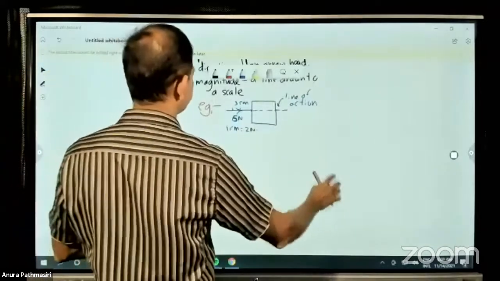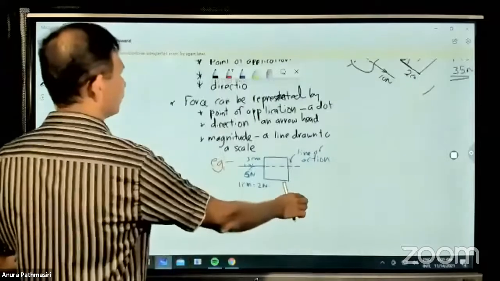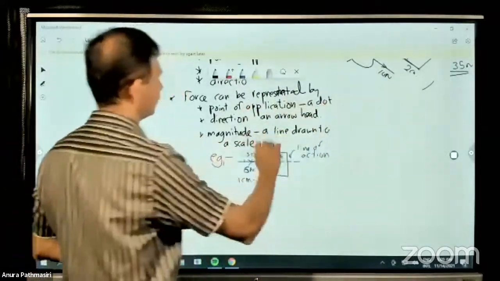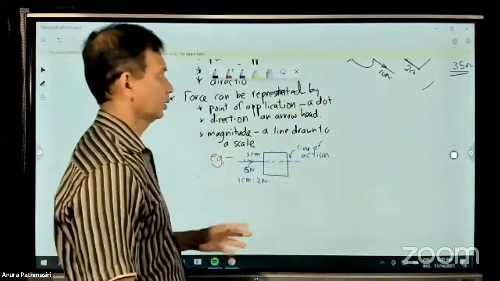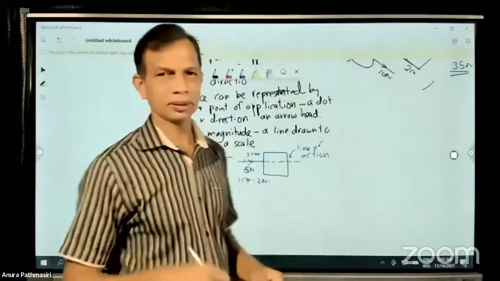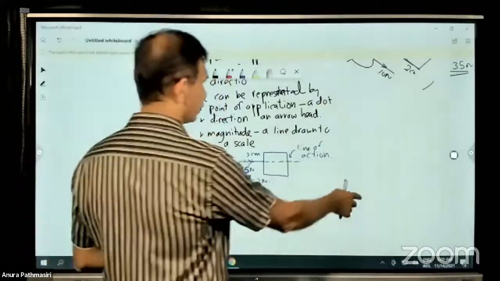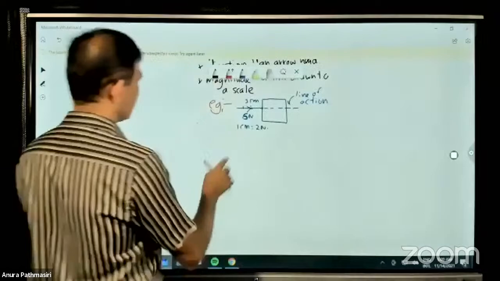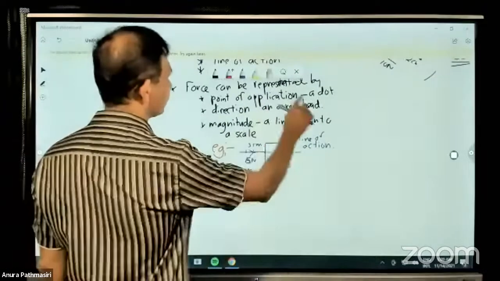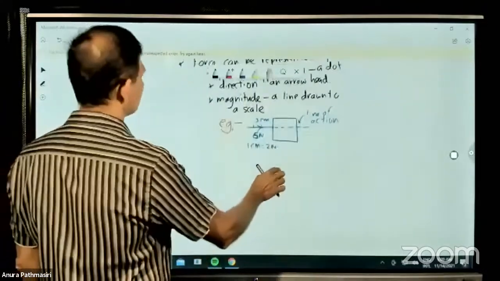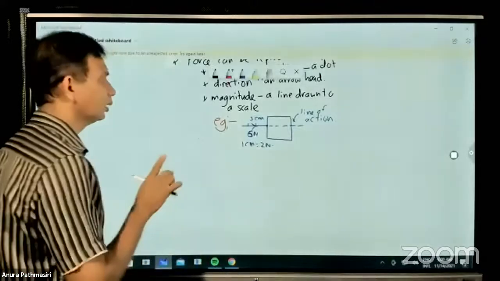Now, force can be represented by point of application. Not like the old whiteboard version. The latest one is giving me a little trouble when writing. I can't write smoothly.